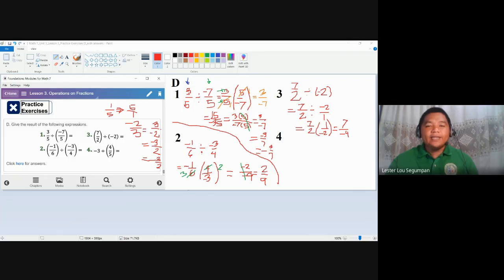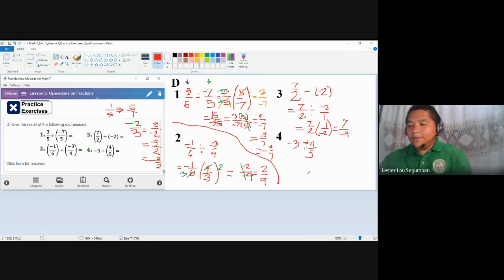Or again, you could always place the negative sign in the numerator or at the middle. They are still part of the correct answer. As for number 4, the last item, you have negative 3 divided by 4 fifths.